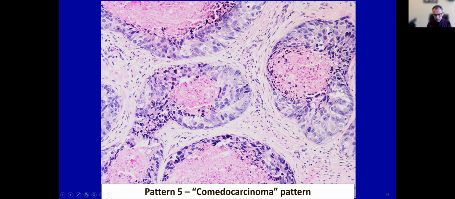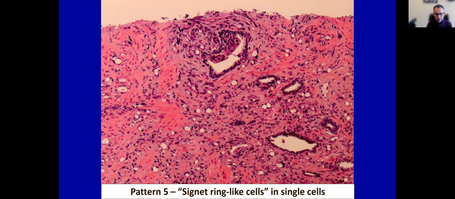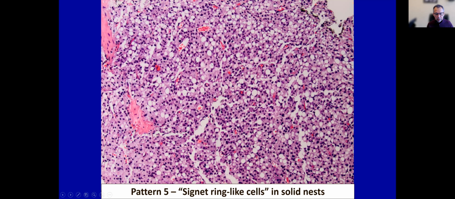So comedocarcinoma is in fact more common with intraductal carcinoma component. So if you are dealing with primarily this morphology, then I would recommend doing basal cell stains to separate whether you are dealing with primarily intraductal morphology or pattern 5 morphology, because it could potentially change your grade significantly. When you see signet ring-like cells in single cells or nest pattern, that has a high reproducibility for pattern 5.